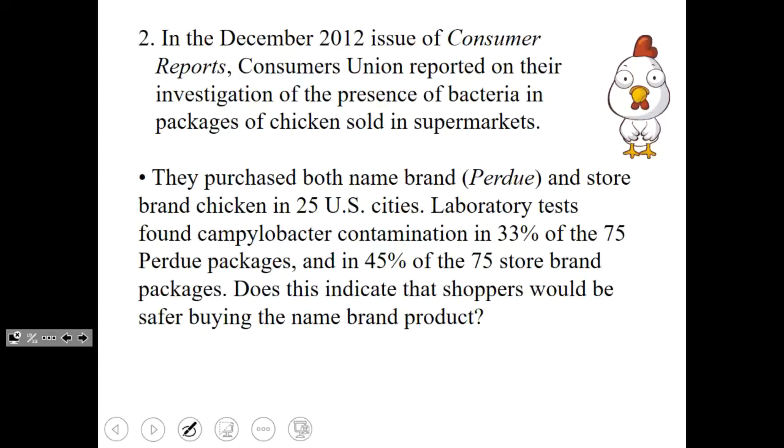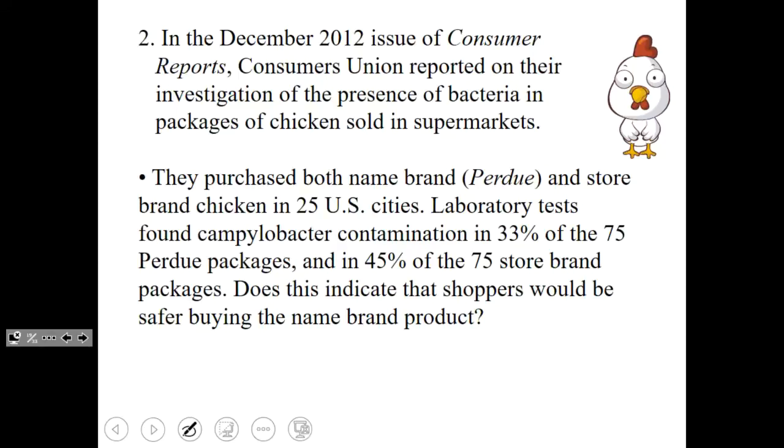In December 2012, the Consumer Reports Consumers Union reported on their investigation of bacteria in packaged chicken. They purchased name brand, Purdue, and store brand chicken in 25 U.S. cities. Laboratory tests found Campylobacter contamination in 33% of the 75 Purdue packages and in 45% of the store brand packages. Does this indicate shoppers would be safer buying the name brand product?